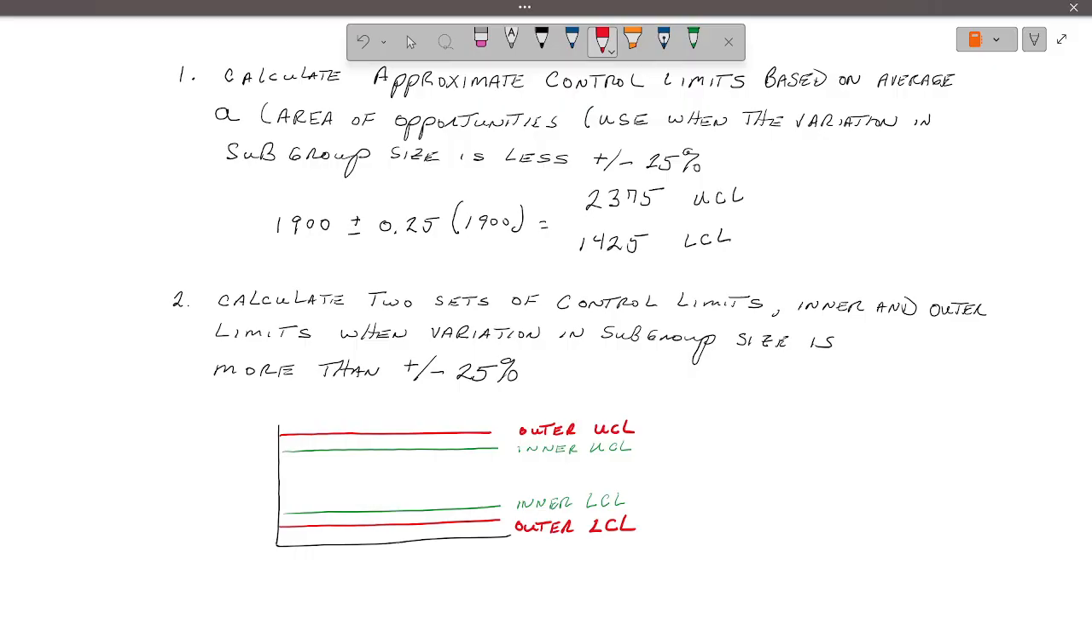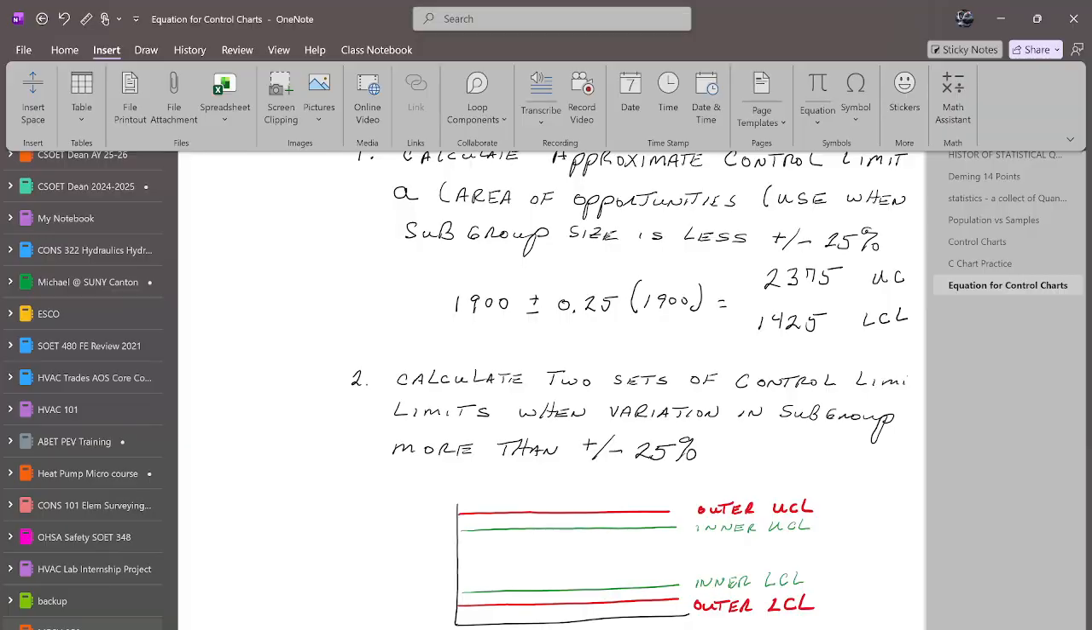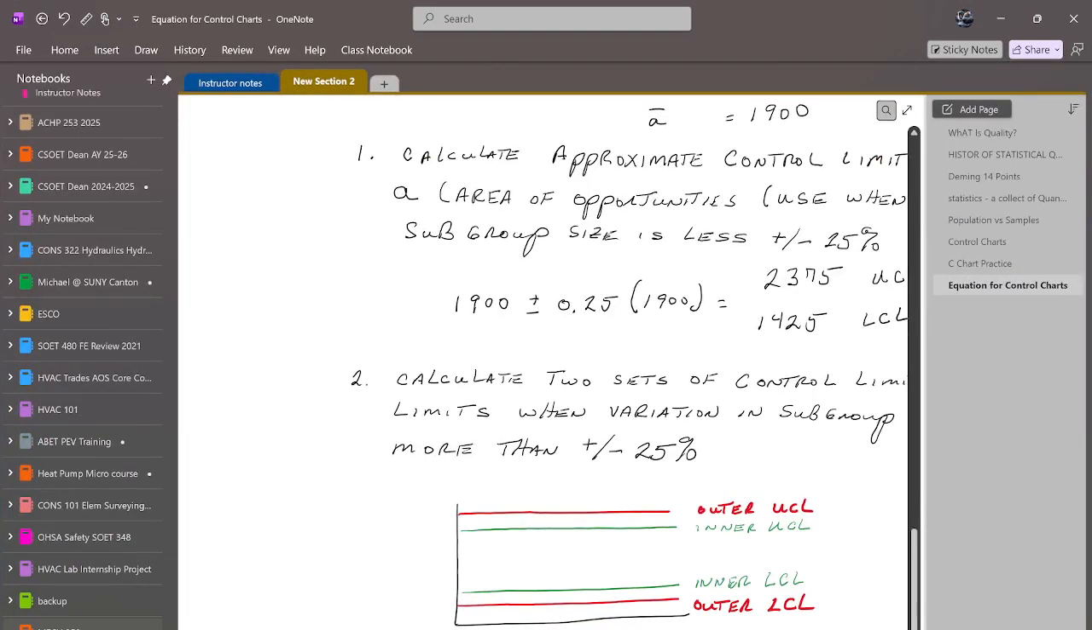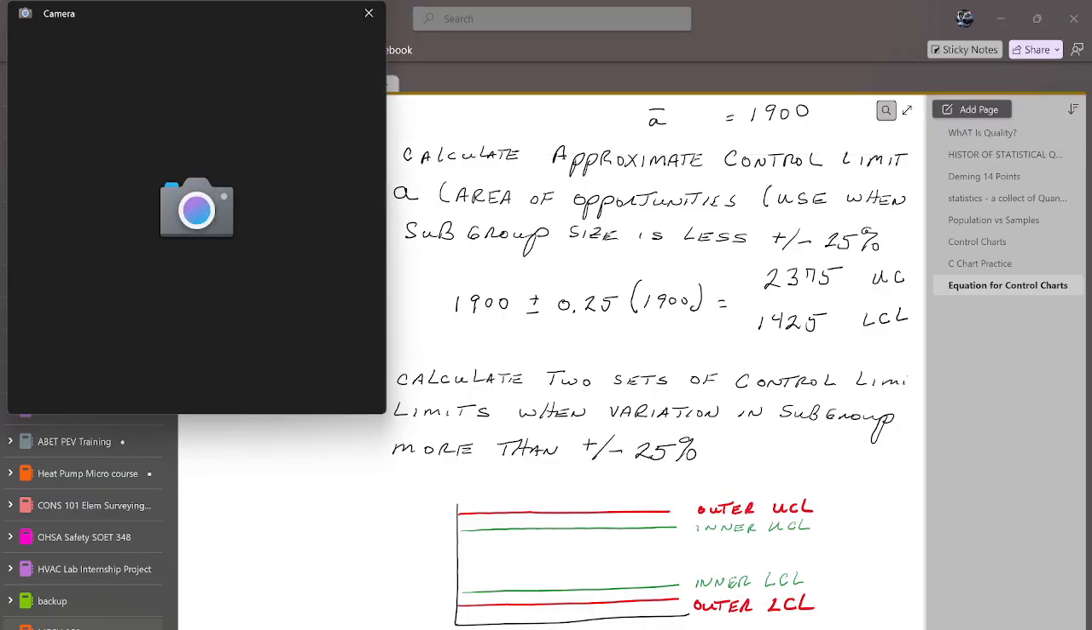Actually, let me take a picture of this and I'll bring it into the... That's not what I want. Insert picture from camera. There we go.